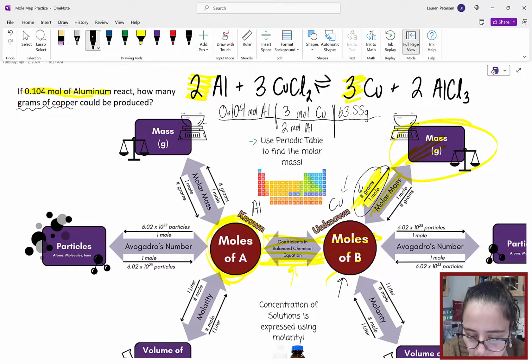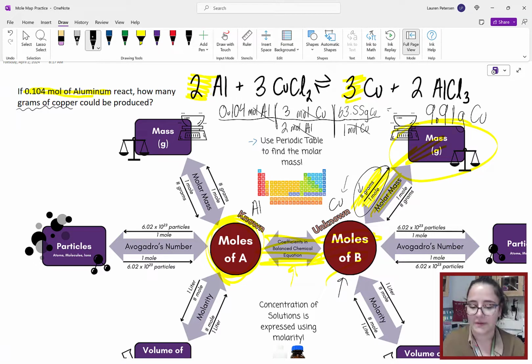63.55 grams of copper is 1 mole of copper. So the mole units cancel out. And the work that we have is we got 0.104 times 3/2 times 63.55, which gives us an answer of 9.91 grams of copper that would be produced.